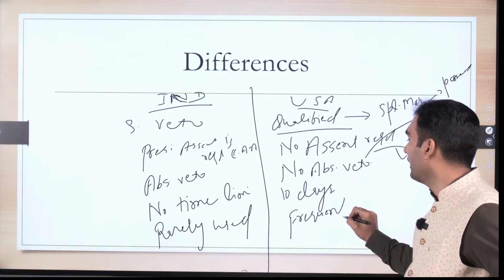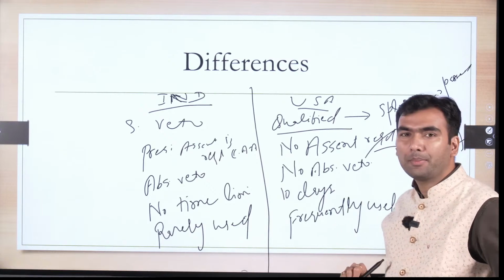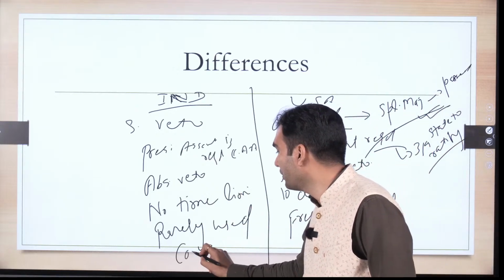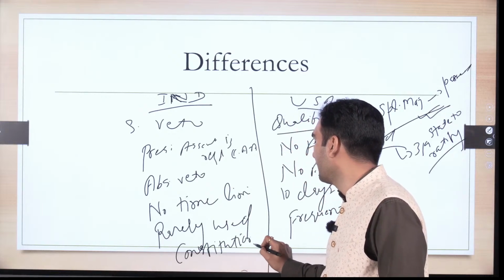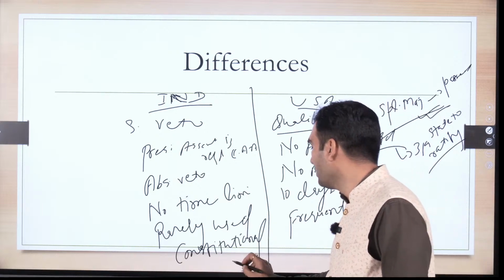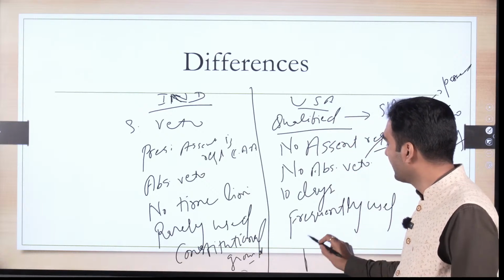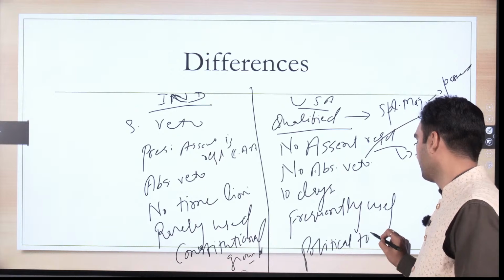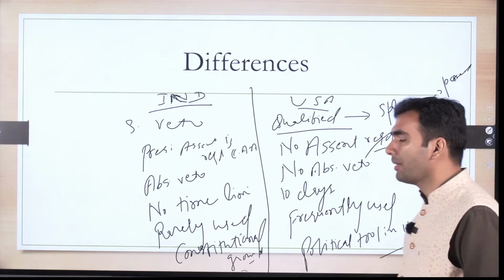And in India, even when it has been used, it has been on constitutional ground. So it is usually, like when the opposition approaches the president that a bill should not be granted assent, it is the constitutional ground on which it has been used, whereas it is a political tool in USA.